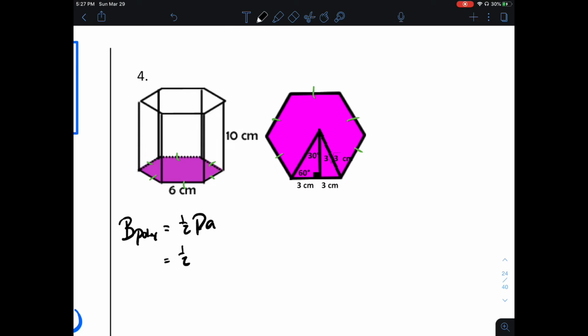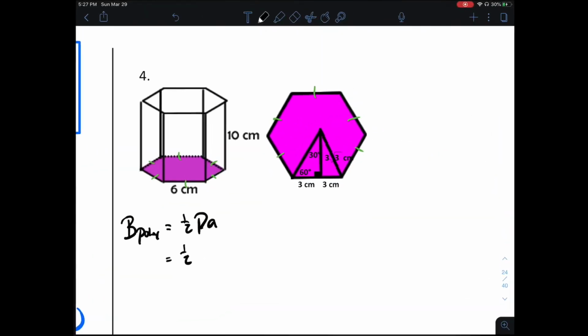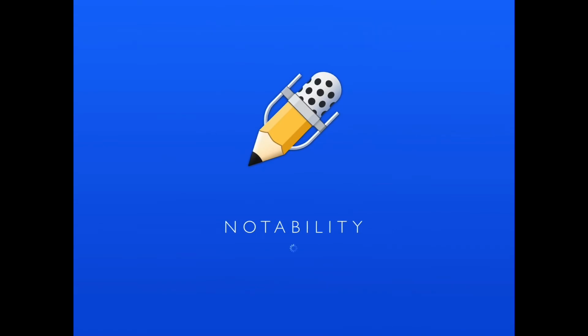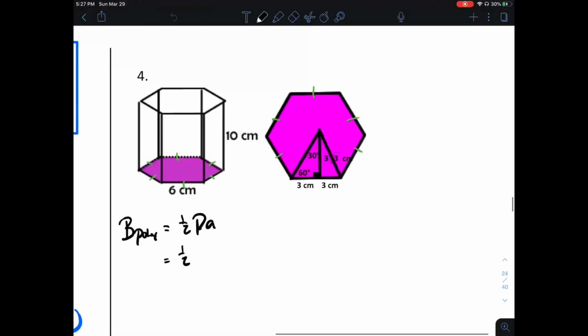I lost pointer controls again. Son of a motherless goat. Notability has been behaving naughtily recently, just when I need her most.